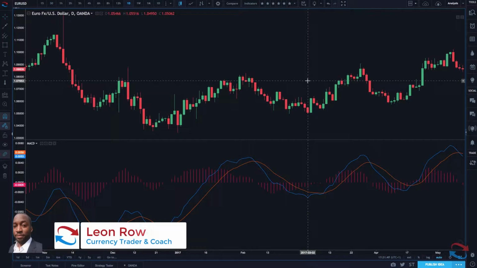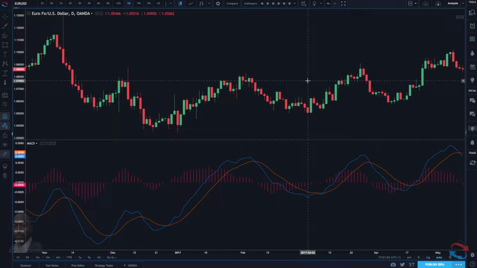I'm going to be showing you how traders use the MACD indicator to get into trades and basically why traders use the MACD. So the MACD stands for Moving Average Convergence Divergence and is a technical indicator used by traders to gauge momentum and potential future trends.